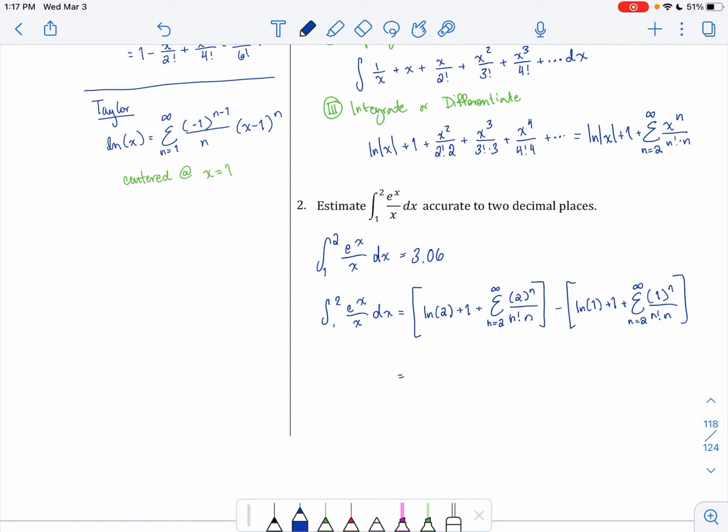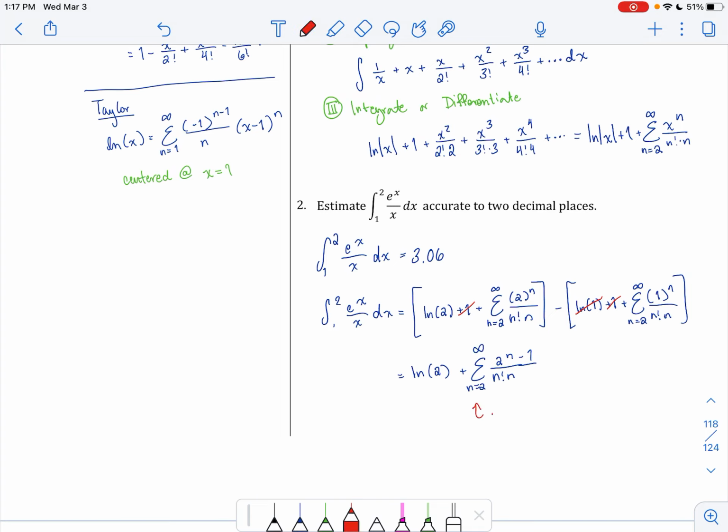what I want you to, you can simplify this down a little bit. You've got ln of 2, and then plus 1 minus 1 cancels out. Ln of 1, as we've said previously, is 0. These series completely match up. So you can say 2 to the n over n factorial n minus 1 over n factorial n. They have the common denominator, so you can even simplify that further in terms of putting it into your calculator. Numerator here, n equals 2 to infinity.